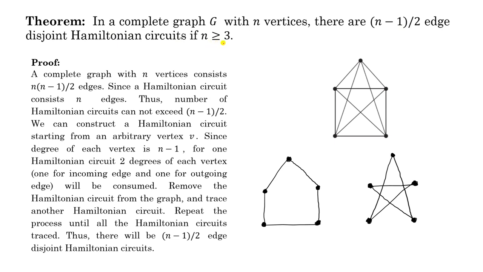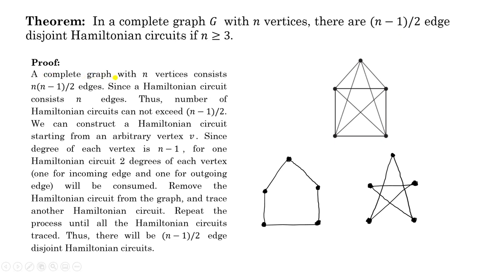So here n is greater than or equal to 3, because for n less than 3, a circuit is not possible. So for n greater than or equal to 3, we have to show that there will be (n-1)/2 edge disjoint Hamiltonian circuits.